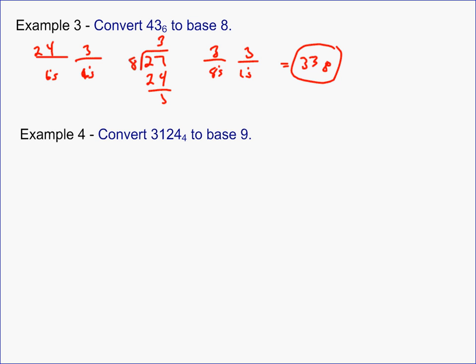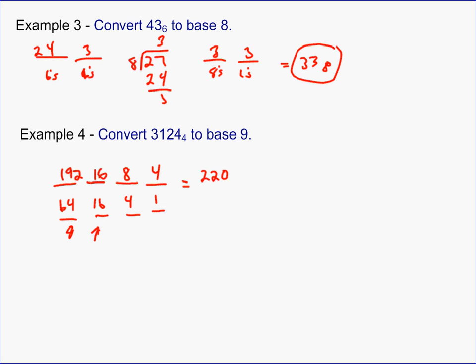Convert 3124 base 4 to base 9. Well, you've got to convert it to base 10 first. There are 4 digits. Remember, this is the 1s, the 4s, the 16s, the 64s. These are just the powers of 4: 4 to the 0, 4 to the 1st, 4 to the 2nd, 4 to the 3rd. I've got 4 1s. I've got 2 4s, which represents 8. I've got 1 16, and then 3 64s, and 64 times 3 is 192. If I add those together, I get 220. So 3124 base 4 is the same as 220 base 10.